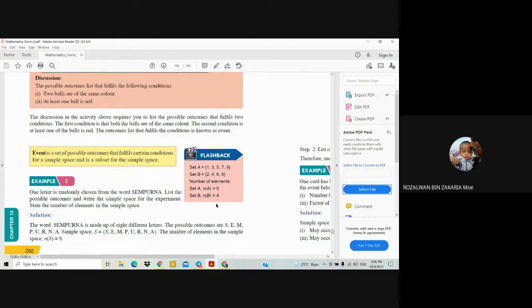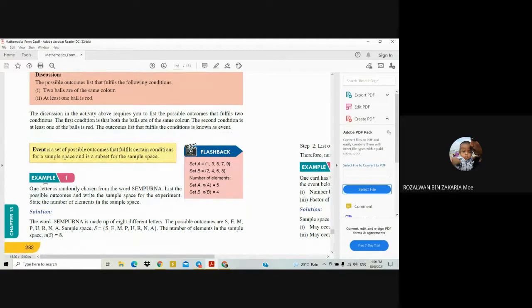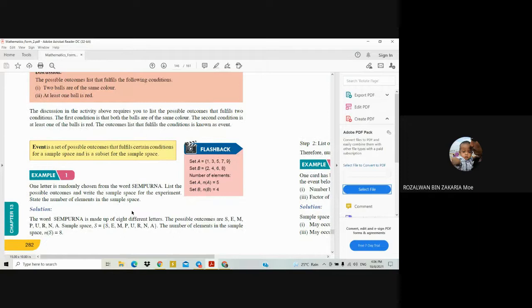Okay, so look at example 1. One letter is randomly chosen from the word SEMPURNA. List the possible outcomes and write the sample space for the experiment. State the number of elements in the sample space. So to solve that one, you must know the word SEMPURNA is made up of 8 different letters. Okay, if you calculate, there are different letters in the word SEMPURNA. So the possible outcomes are S, E, M, P, U, R, and A.